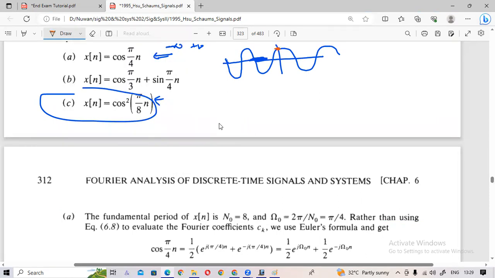Then n is 1, that is 5 by 4. Let's say that n is 2, that is 5 by 2. So the 5 by 2 value is here. The 5 by 4 value is somewhere here. You can use a calculator. You have to find what is the cos 5 by 4 value. Cos 45 here.